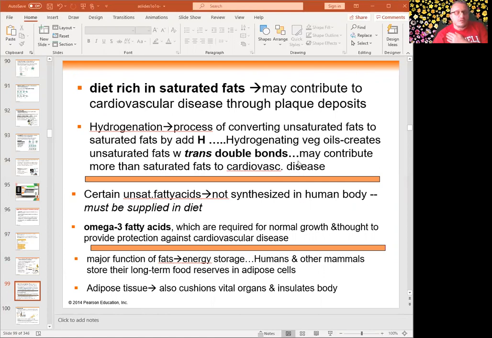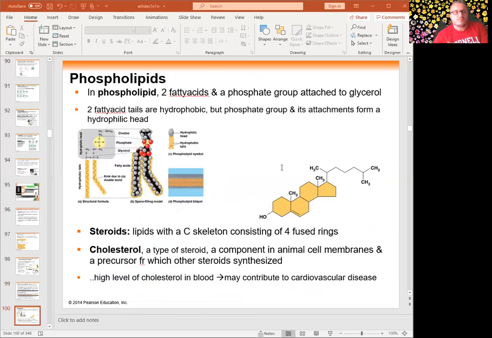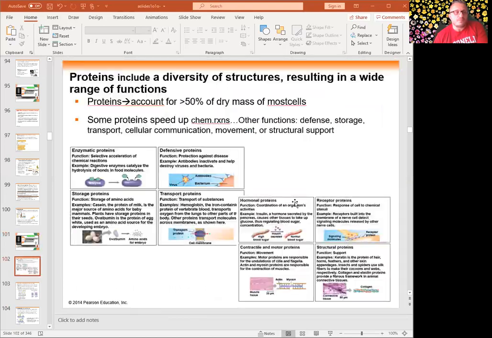Okay. Omega-3 fatty acids are required for normal growth, and they are thought to provide protection against cardiovascular disease. Phospholipids are another group of lipids that have two fatty acids and one phosphate group head here. You can see here. Steroids are a group with a carbon skeleton of four fused rings, as you see here. Cholesterol is an example of a steroid.